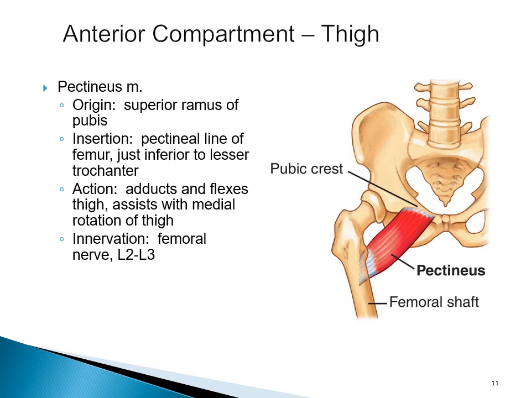The pectineus muscle, the origin is the pubis, insertion is the femur, action is adduct and flex the thigh. It also assists with medial rotation of thigh. Its innervation, femoral nerve, L2 and L3.